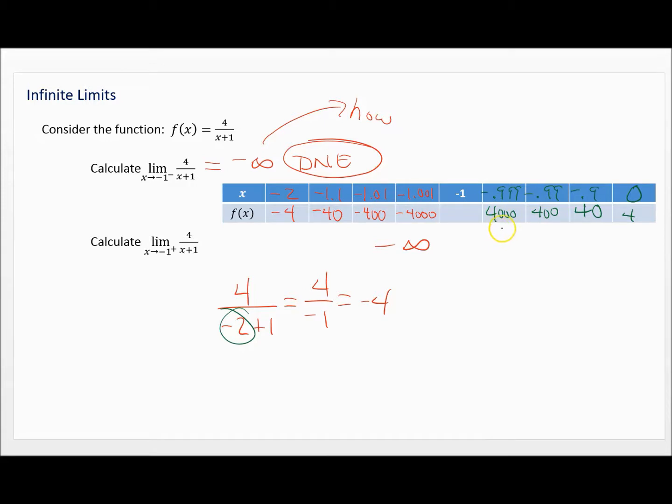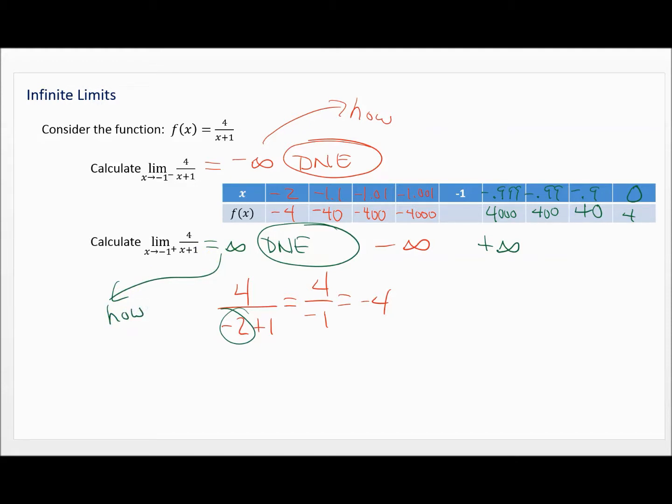I bet you could guess if I plugged in -0.9999, I would get 40,000, right? So these numbers appear to be getting larger and larger. In other words, going to positive infinity. Now that's not the answer to the limit. The answer to the limit is it does not exist. So keep that in mind. If it goes to plus or minus infinity, truthfully the limit does not exist. Once again, this is expressing how the limit doesn't exist.